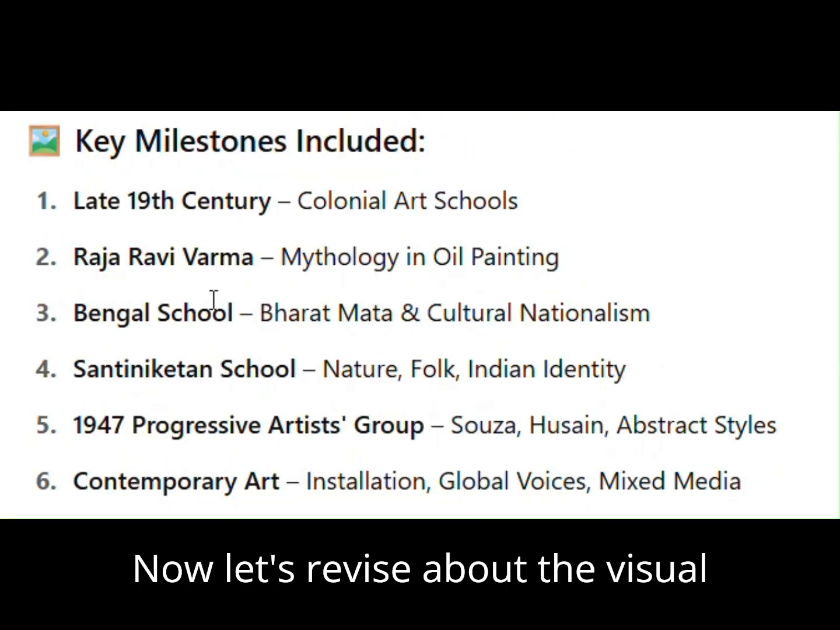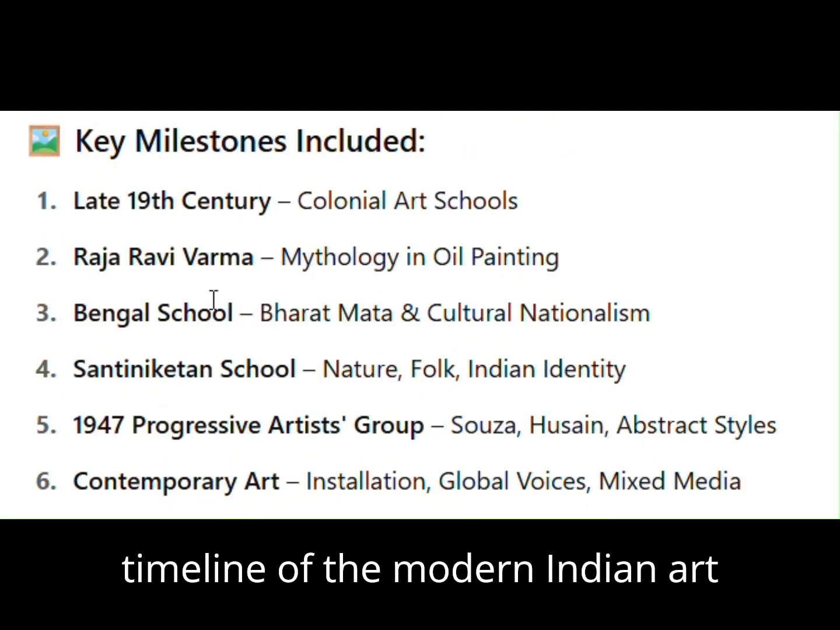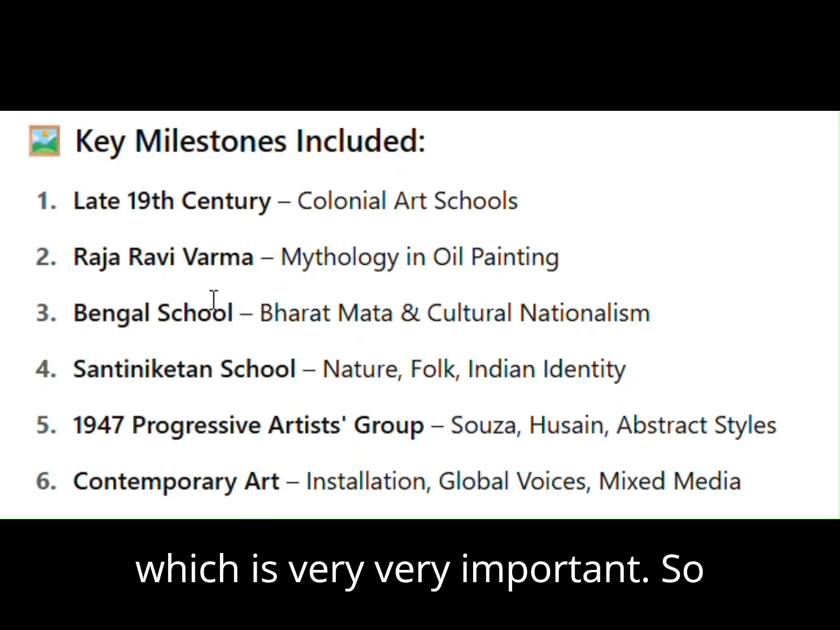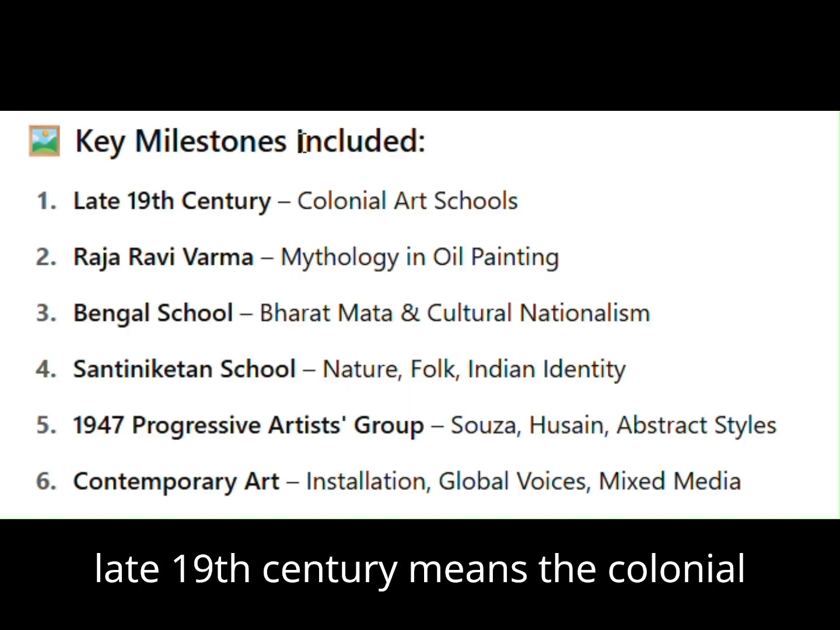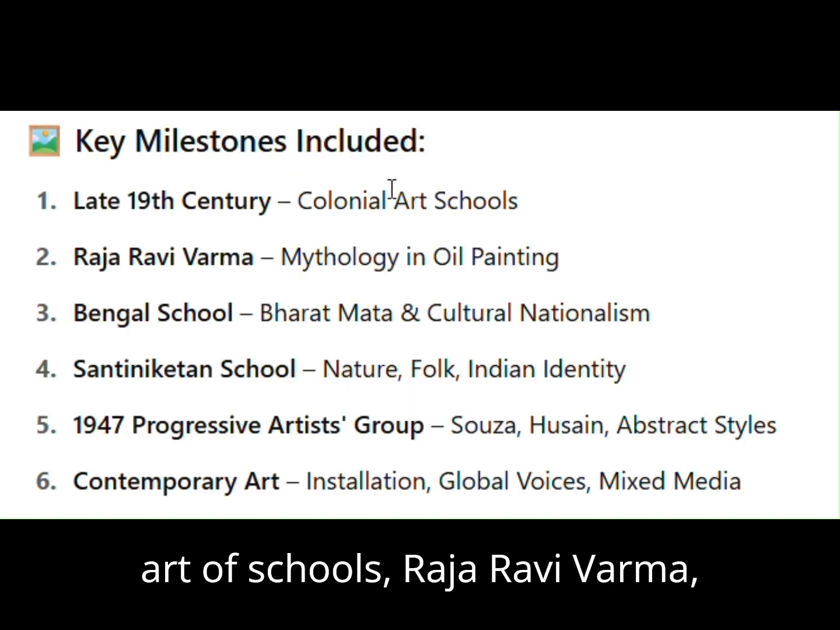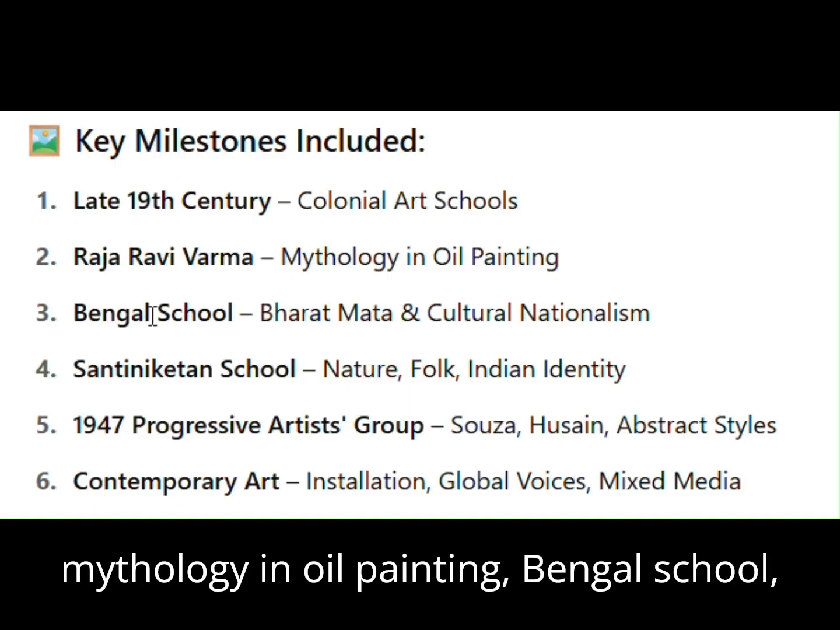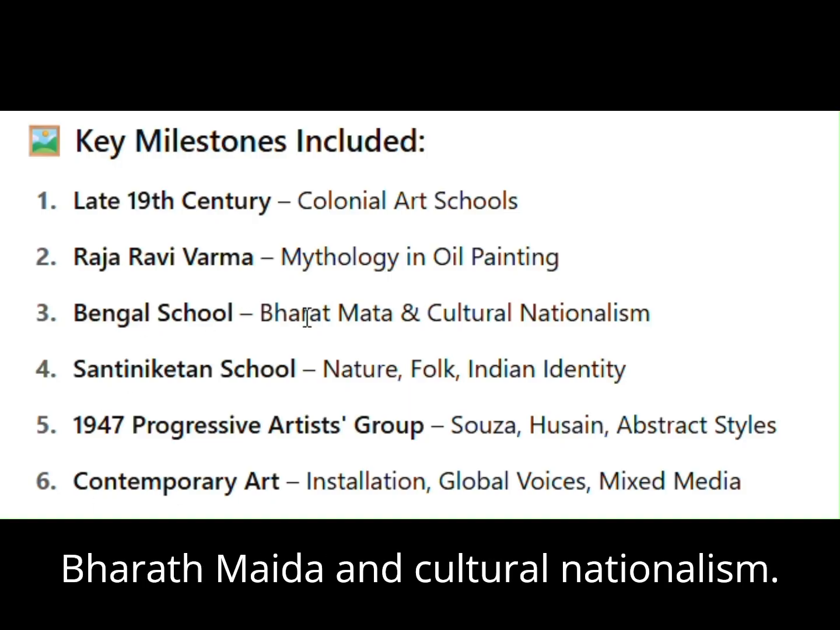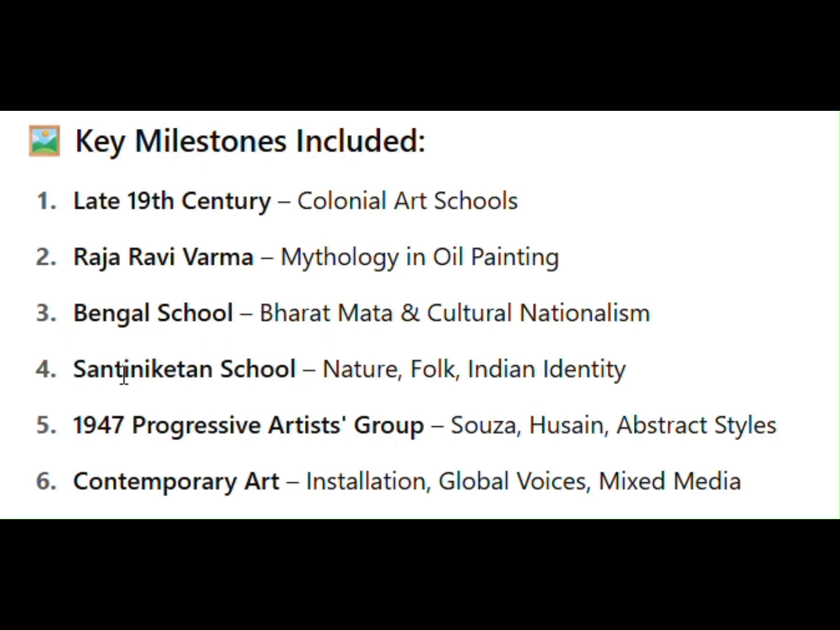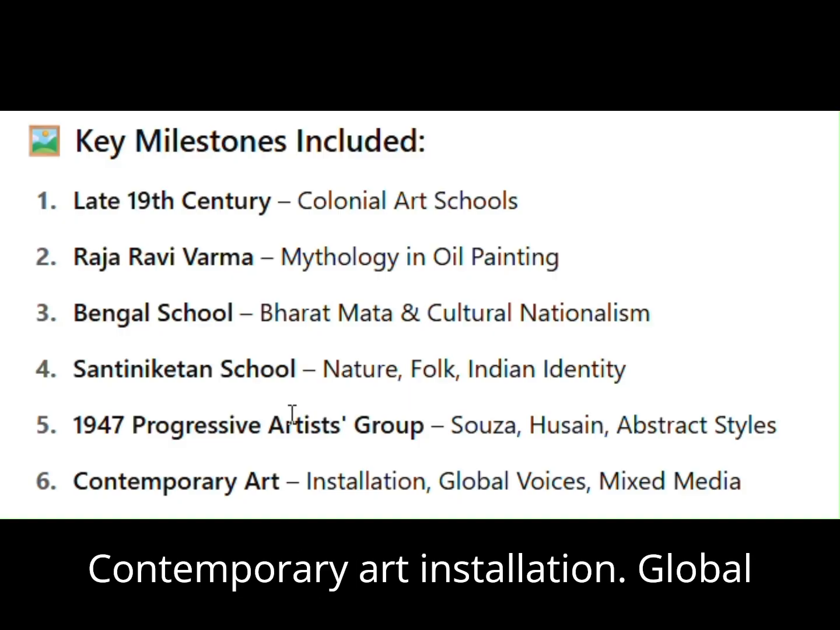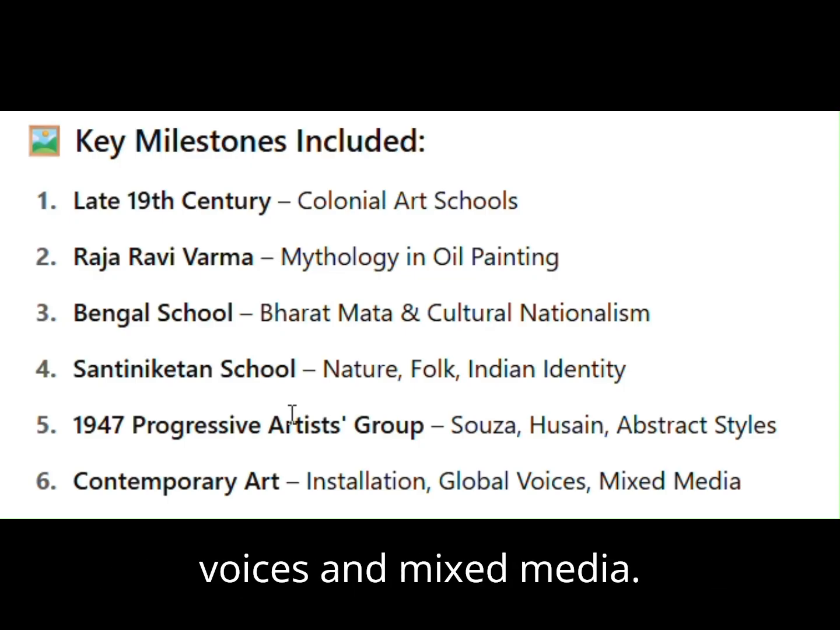Now let's revise the visual timeline of modern Indian art, which is very important. The late 19th century means colonial art schools, Raja Ravi Varma's mythology in oil painting, and the Bengal school with Bharat Mata and cultural nationalism. The Santiniketan school is for nature, folk, and Indian identity. 1947 Progressive Artists Group: Souza, Hussain, abstract styles. Contemporary art: installation, global voices, and mixed media.